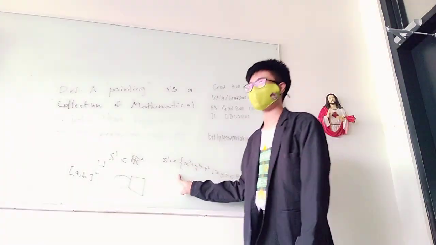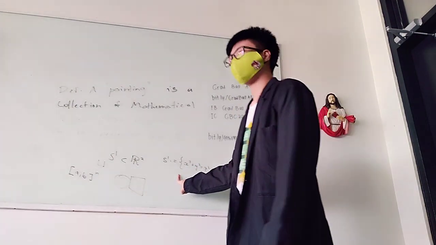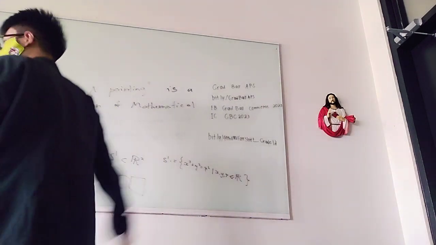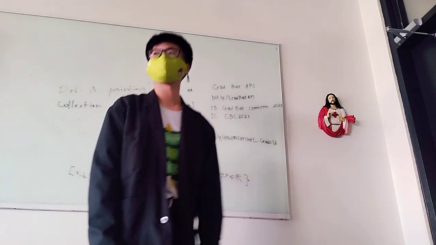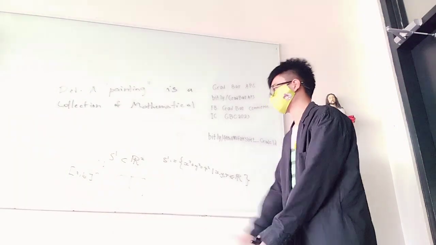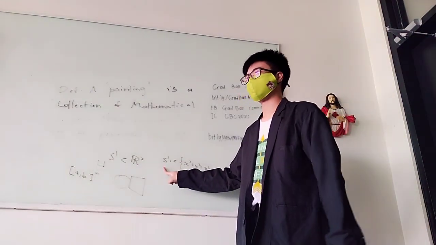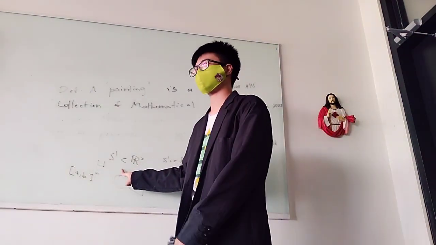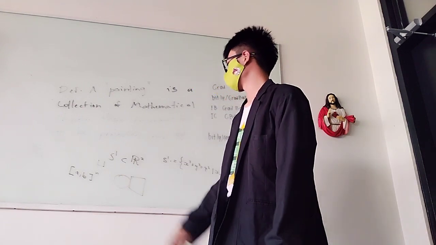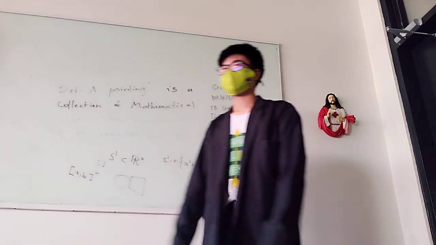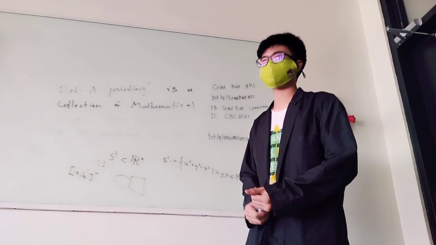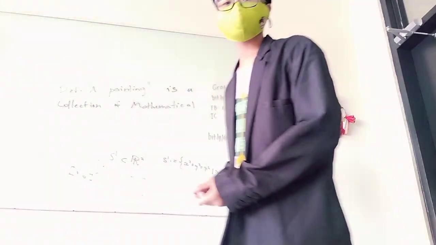This can be a slice of a solid ball. This can be a slice of a shell, a three-dimensional shell, and many other things. This can be a subset. In fact, this is a subset of R squared, or two-dimensional space. All right. Is that all the questions? Yeah.